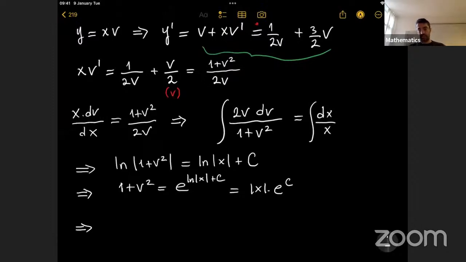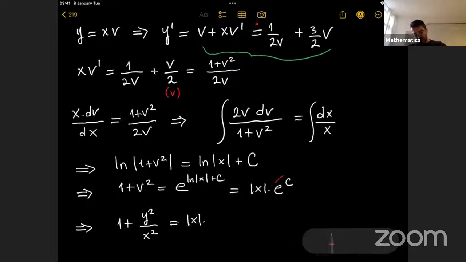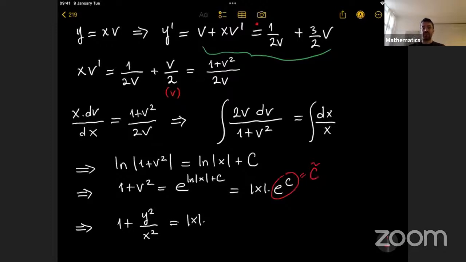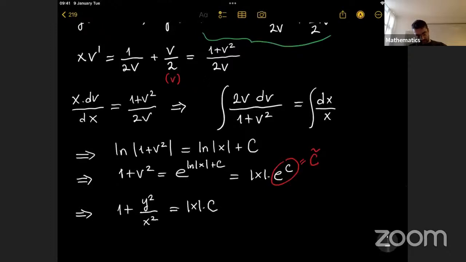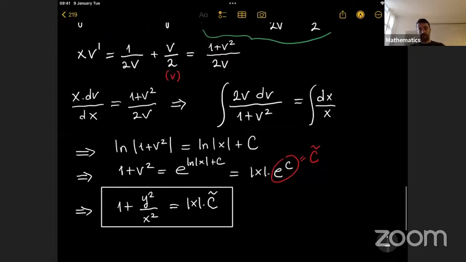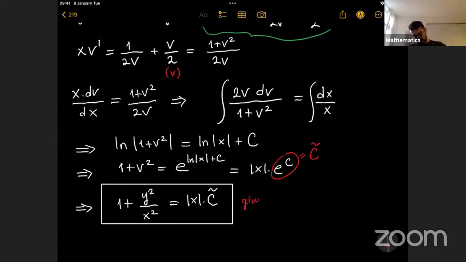We need to go back to the original variable y. v was y over x, so 1 plus y squared over x squared, since v is y over x, is equal to absolute value of x times c tilde, instead of e to the c. It's another constant, right? e to the c is a constant, so you can replace it with c tilde. You don't need to do that, but it looks better. So from here, maybe let's keep it like this, because we have two solutions. This gives the solution in implicit form.